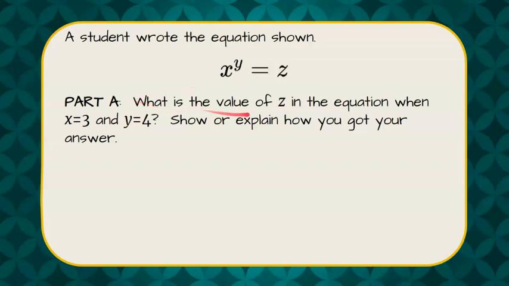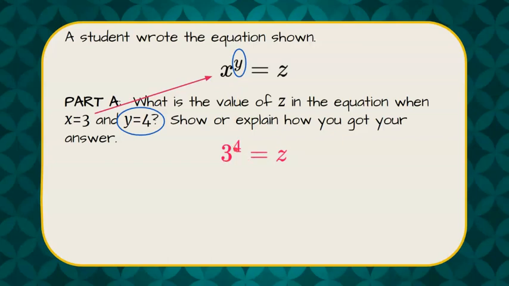Part A. What is the value of z in the equation when x is equal to 3 and y is equal to 4? Show or explain how you got your answer. So we're going to identify that x is equal to 3, so we are going to replace the base of this power with 3, and our exponent y is going to be 4. So we have a base of 3, an exponent of 4, and it's equal to z.